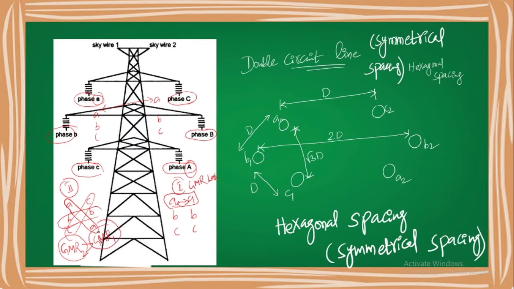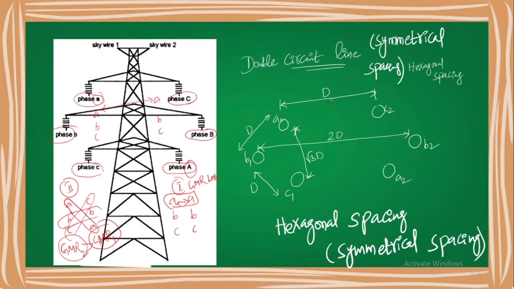That is the reason why we place the phases at extreme corners, right? So like that I have considered the conductors here. This is A1, this is B1, and this is C1. At the extreme opposite to A1 I considered A2. At the extreme opposite to B1 I considered B2. At the extreme opposite to C1 I considered C2. These are the three conductors at one side of the supporting tower, and these are the other three conductors at the second side of the supporting tower.